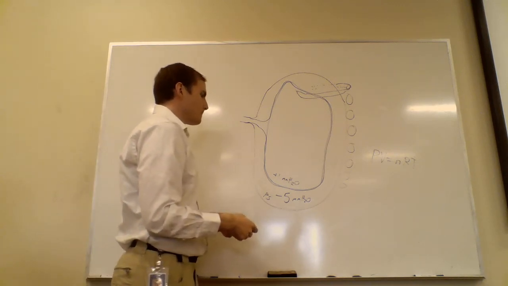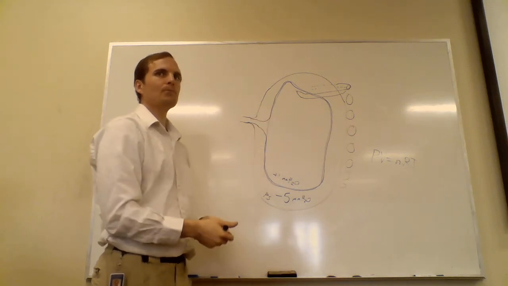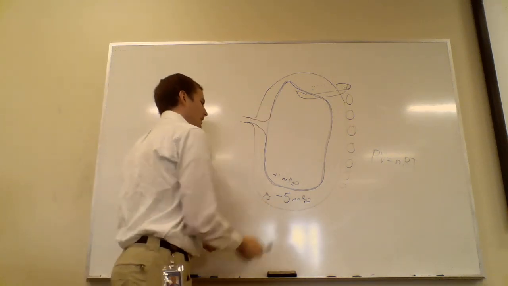Wait, what was two things? I know that the lungs. Lungs, ribs. Oh. Lungs pull it one way, ribs pull it the other way. And that's why you have a negative pressure in there.